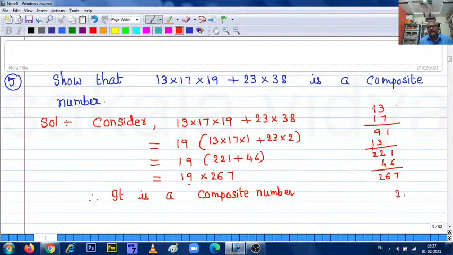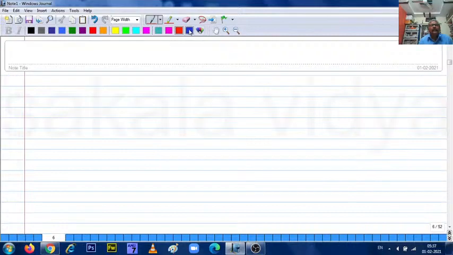Even further, 267 also we can write like this. 3 eights are 24, 27, 3 nines. That means we can write like this also: 19 into 3 into 89. Still it has more factors. It's enough, 3 factors we have written as a product. So it is a composite number. Sixth question.